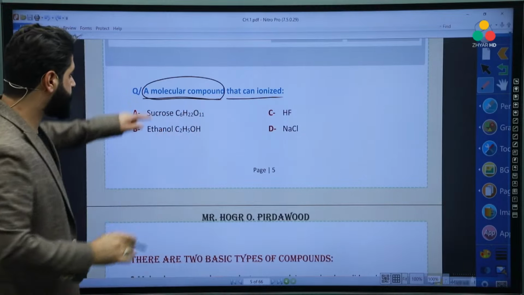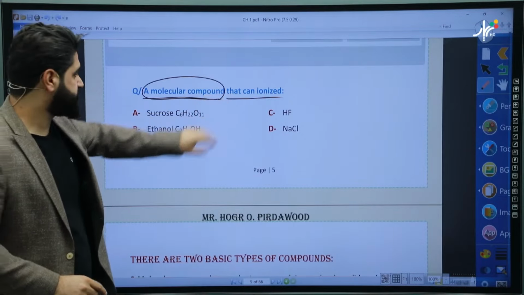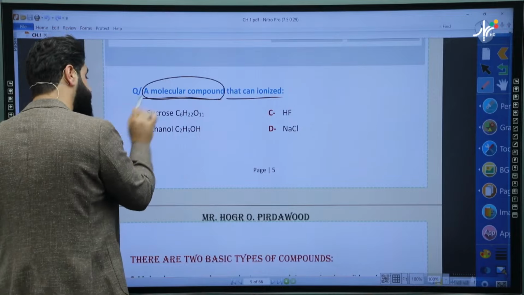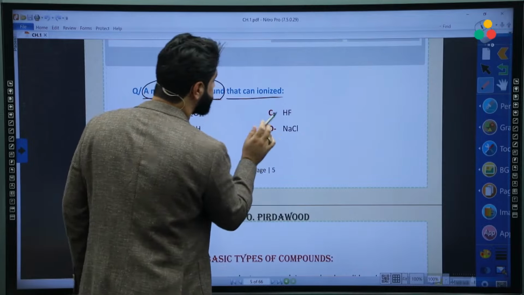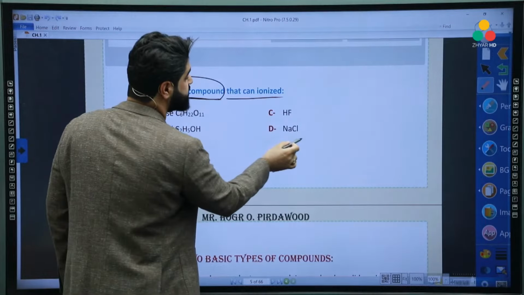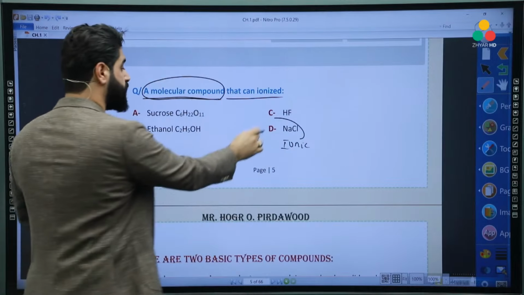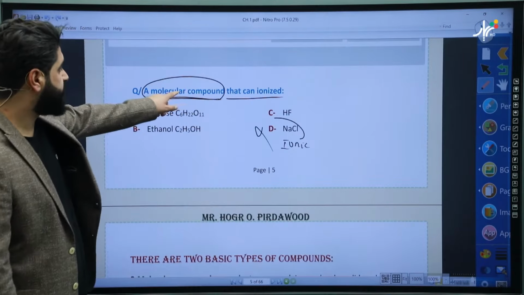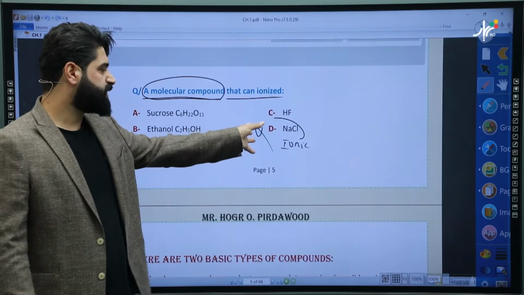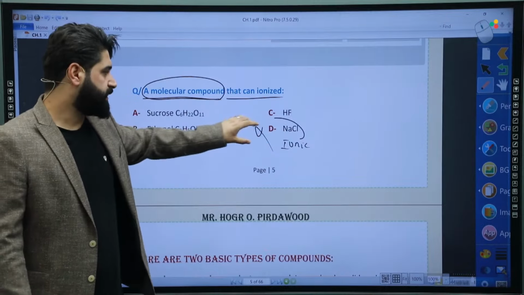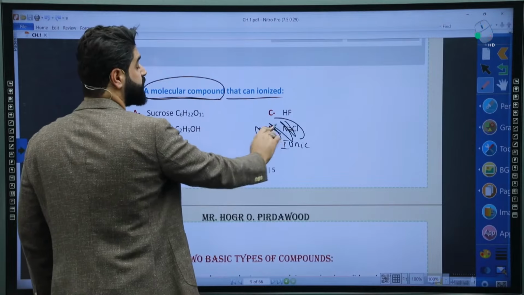Okay. Let's go through this filter. How many molecular compounds do you have in this multiple choice question? Okay. Sucrose, yeah, it's a molecular compound. Ethanol is alcohol. Yeah, it's a molecular compound. HF, it's an acid. Yes, of course, it's a molecular compound. NaCl, no, it's ionic. It's an ionic compound. So, according to the first filter, it's kicked out. We have to take out NaCl in the question because it is an ionic compound. We're going to take care of only molecular compounds.